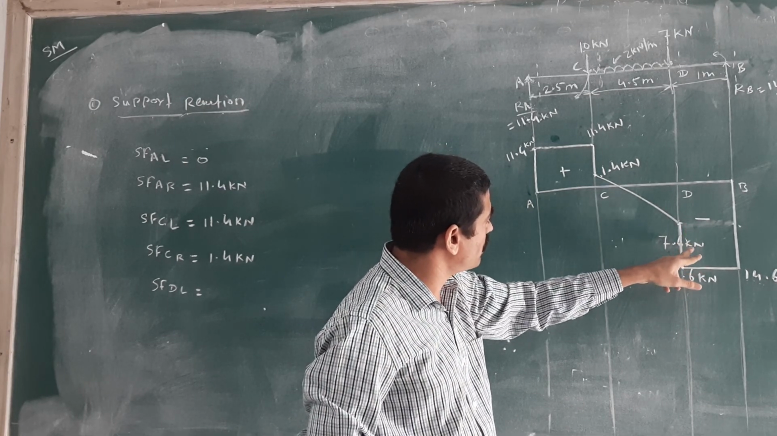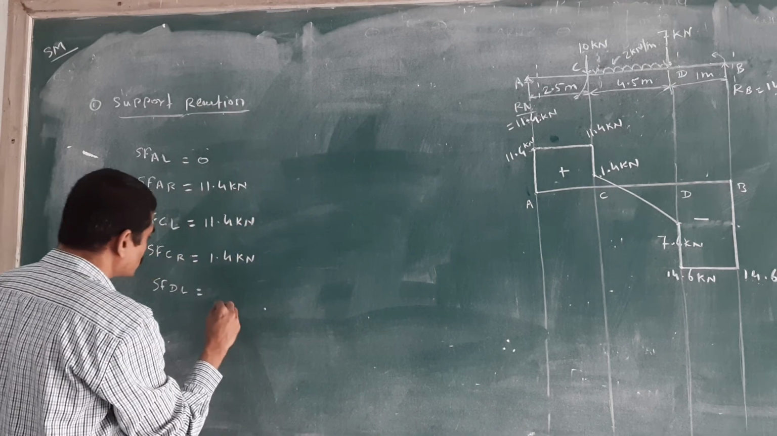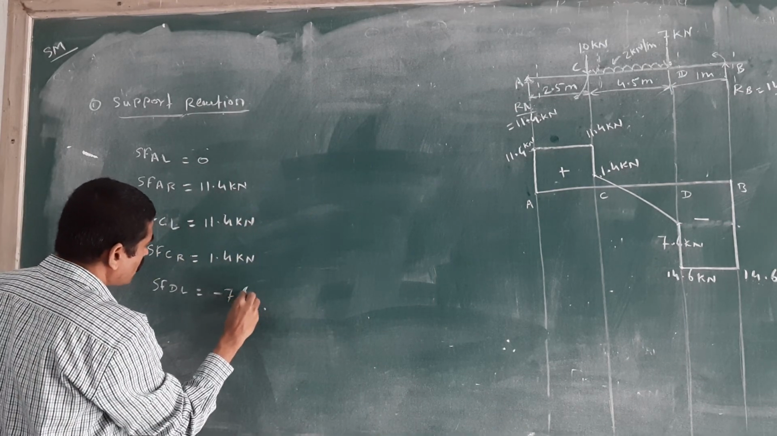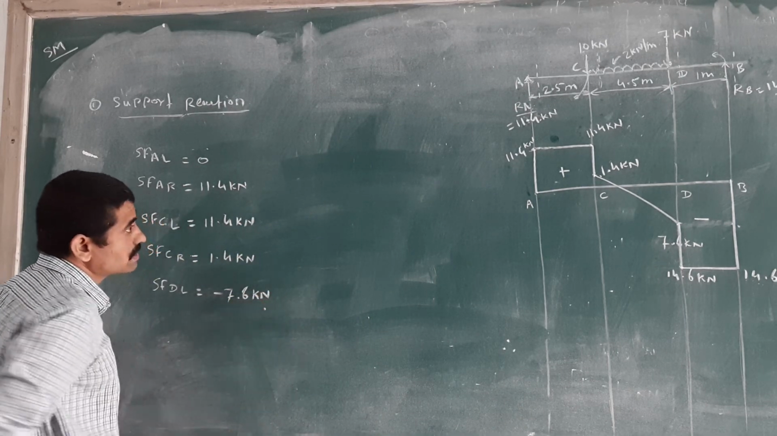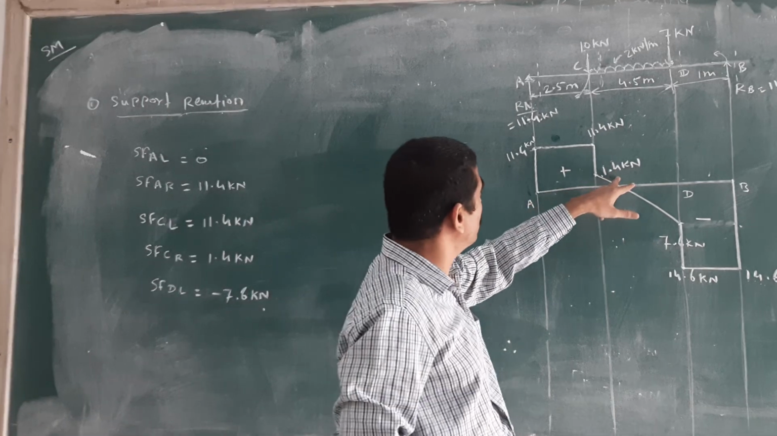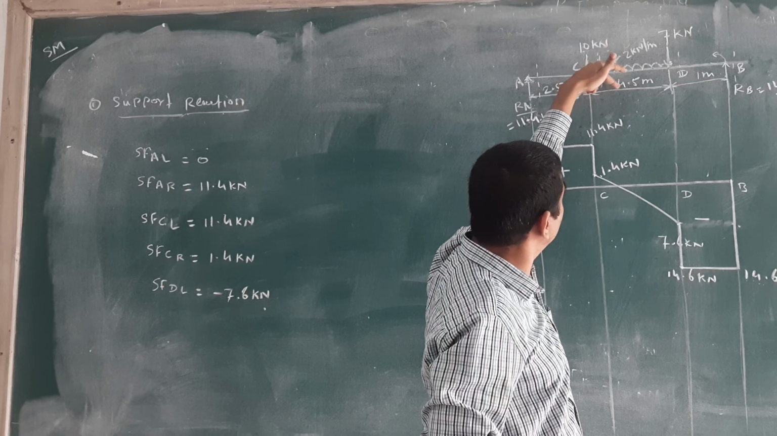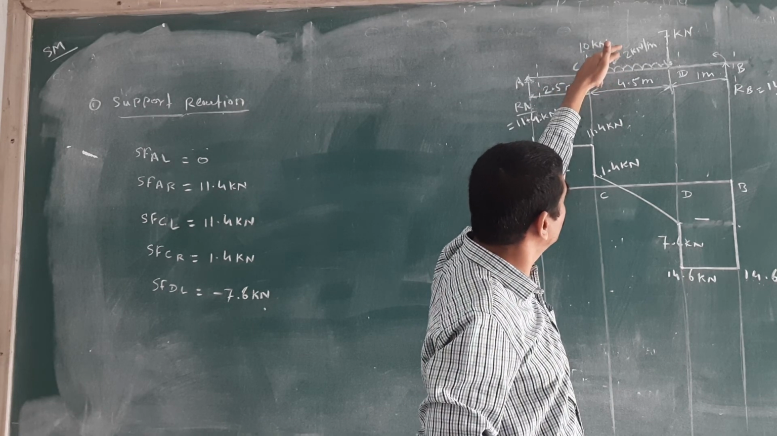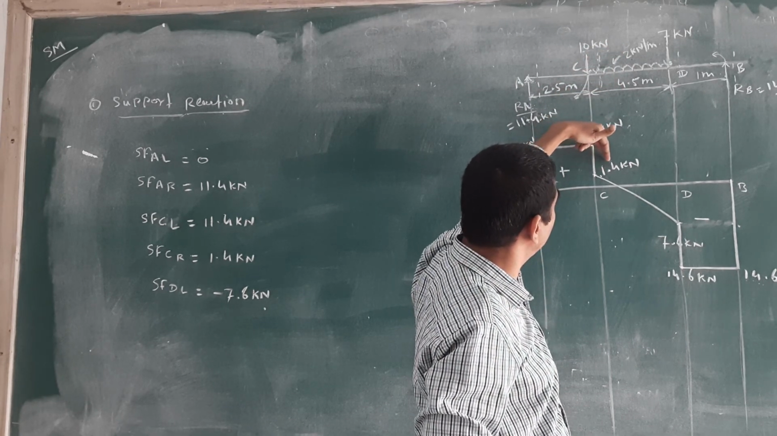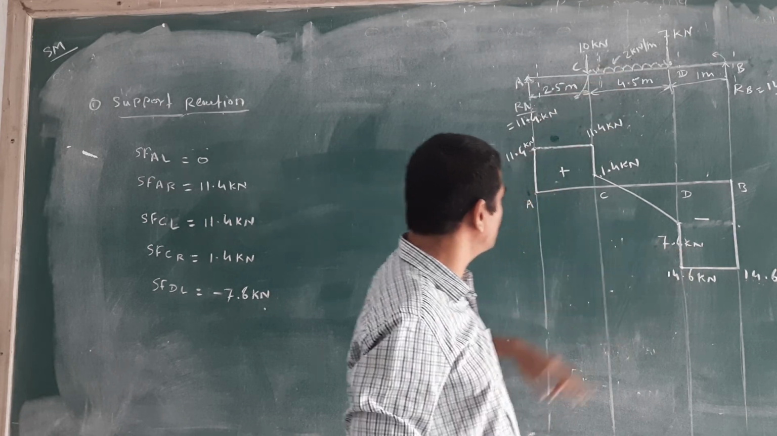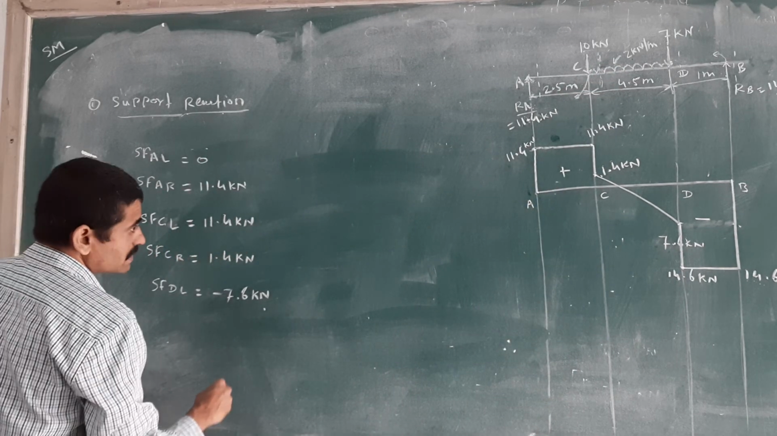Check that. 7.6, minus 7.6 kilonewton. How to get this? This 1.4 positive, 1.4 minus. Again you will get this 2 into 4.5 minus. Okay, means plus 1.4 minus 9, you will get the minus 7.6.